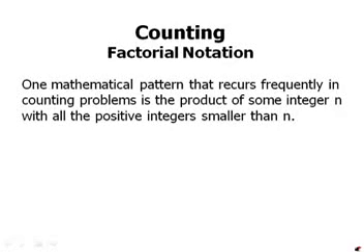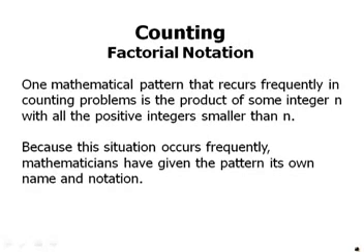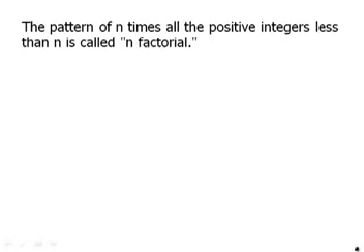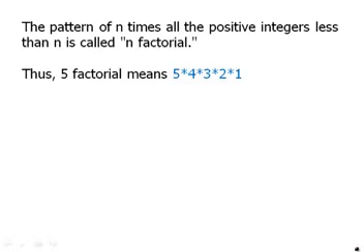Now we can talk about factorial notation. One mathematical pattern that recurs frequently in counting problems is the product of some integer n with all the positive integers smaller than n. Because this situation occurs frequently, mathematicians have given the pattern its own name and notation. The pattern of n times all the positive integers less than n is called n factorial. Thus 5 factorial means 5 times 4 times 3 times 2 times 1. Well, of course, that would be 20 times 6, or 120.